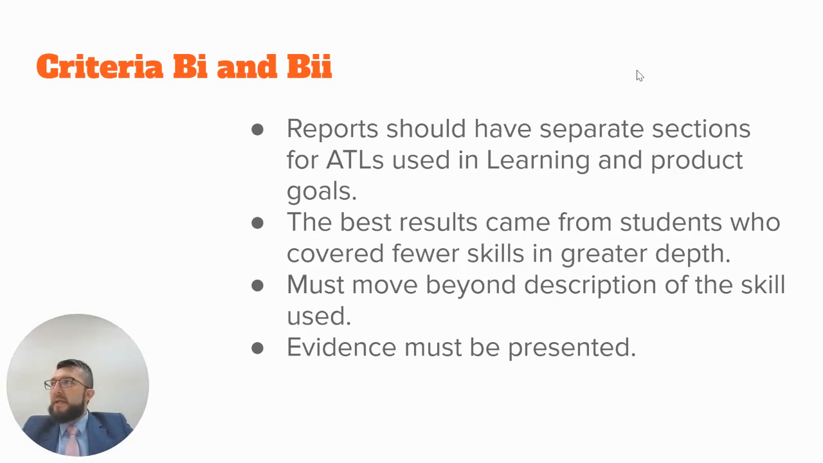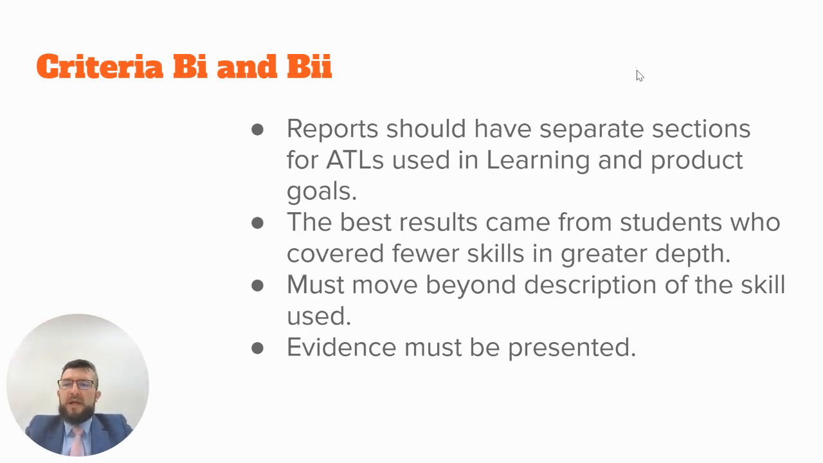In the format that, again, I'll share in a later video, I leave room for up to 3 ATL skills for learning goal and for product goal. There's no minimum number of ATL skills, although I think 1 would be too few. So I think we're looking at somewhere greater than 1, but less than 4, right? Because if you have 4 or more, you can't cover them in great depth. So I think 2 to 3 well-developed skills that you can prove have been used in the project is probably the sweet spot there.